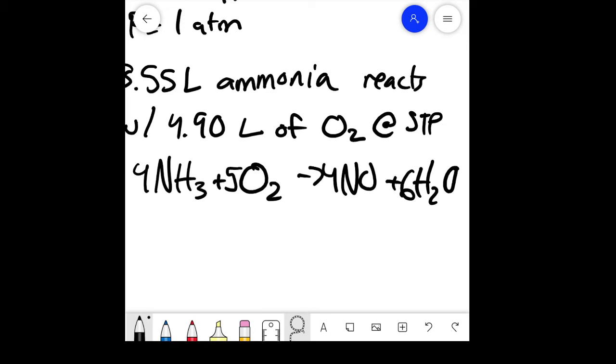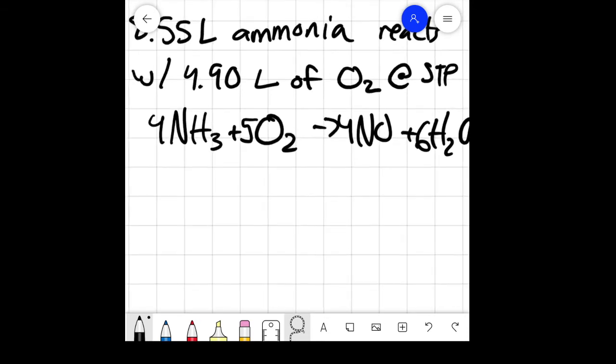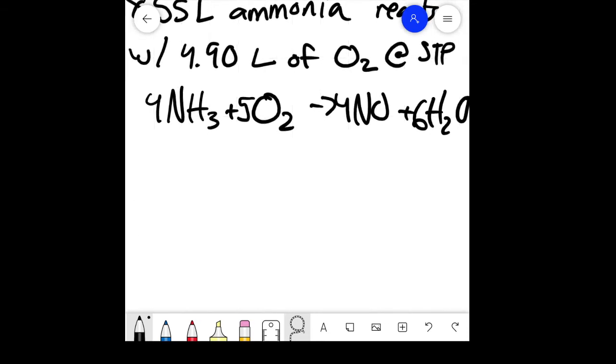Since you don't know which one's limiting and which one's in excess, you have to work the problem twice. So let's start with our ammonia and work to nitrogen monoxide. The problem didn't tell us to work to either one, but if the problem tells you, make sure you work to the right compound. Okay, let's start with ammonia.